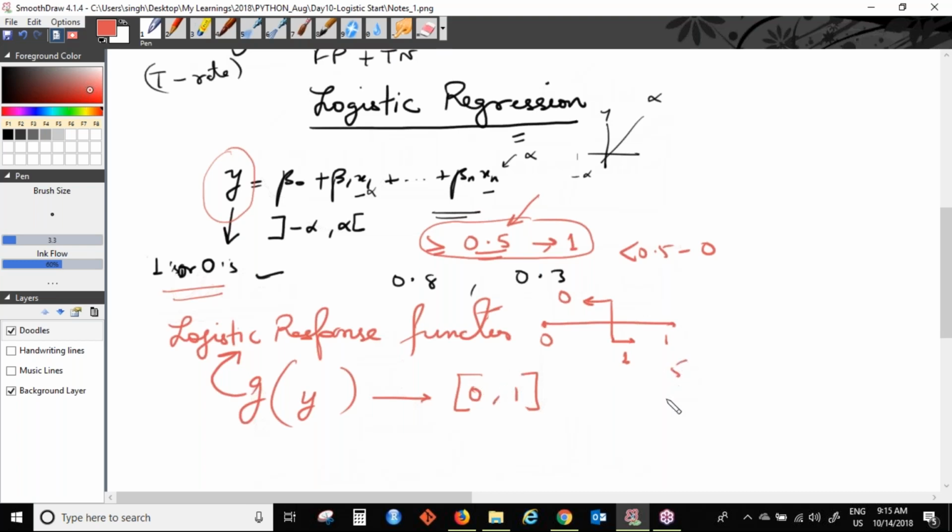So a value of 5 or minus 10 will not make sense here. It may make sense in linear regression, but in logistic regression it will not. What is 5? Is it 1 or is it 0? We don't know. What is minus 10? Is it 1 or is it 0? We cannot say. So we need the output to be between 0 and 1 as a probability. Only then will we be able to convert it to zeros and ones. Okay, so we achieve that by applying the logistic response function.